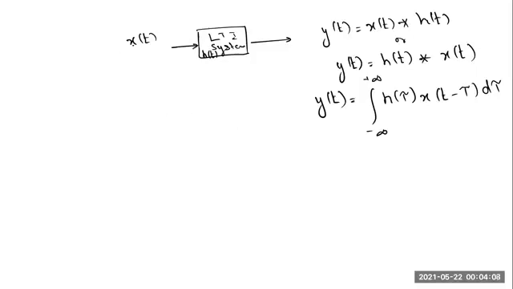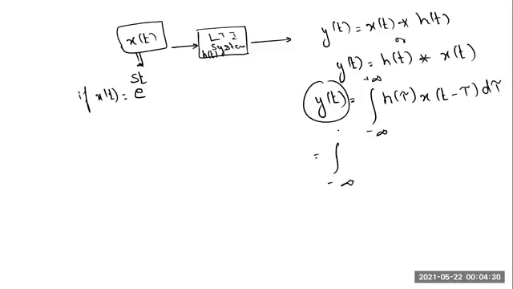Now, what we are saying is that we are taking x of t equal to e raised to power st. So if x of t is equal to e raised to power st, what is going to be the output or response of the system? Let me substitute this: the integral from minus infinity to plus infinity of h of tau times x of t minus tau. So x of t minus tau means I need to replace t by t minus tau, d tau.